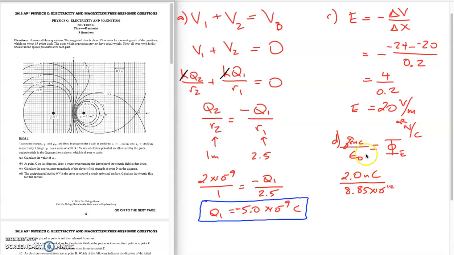Now, this epsilon naught is a constant of the universe that we discussed in class, and you can look that up, 8.85 times 10 to the negative 12th, and that is going to be our flux. Plug these guys into your calculator. Keep in mind that nano is times 10 to the minus 9th, and your calculator should spit out 226.2 divided by 8.85 is approximately 226. And then we have 10 to the minus 9th over 10 to the minus 12th, and that's how we end up in the hundreds.